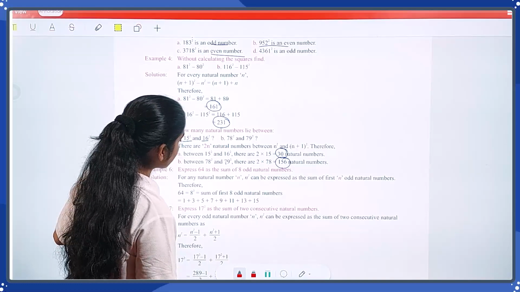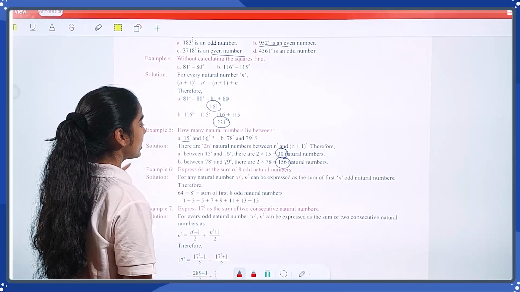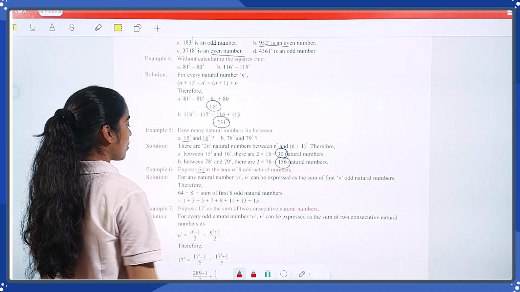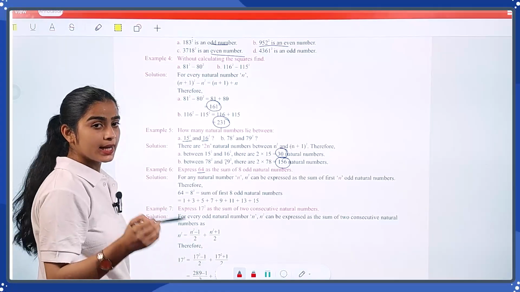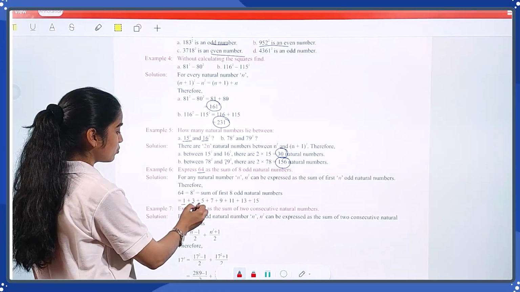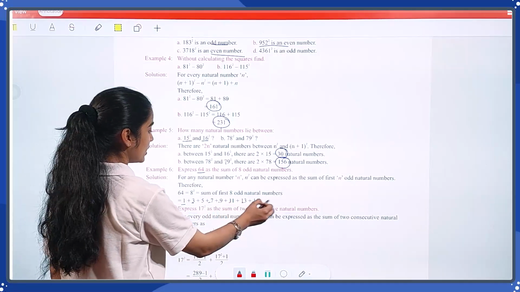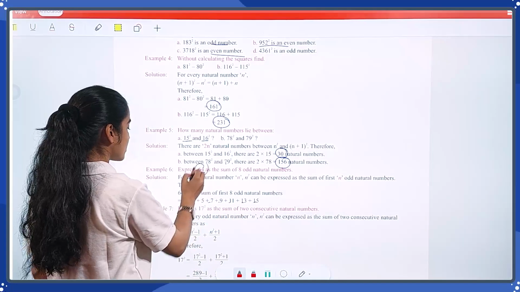Express 64 as the sum of 8 odd natural numbers. So how can we do it? We have to take the first 8 odd numbers: 1, 3, 5, 7, 9, 11, 13, 15. 8 multiplied by 8 is 64.